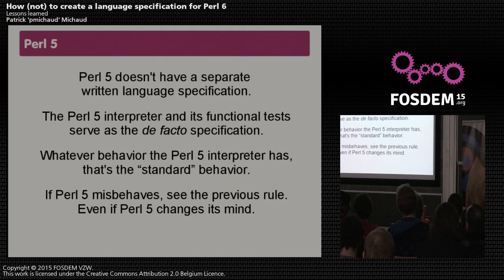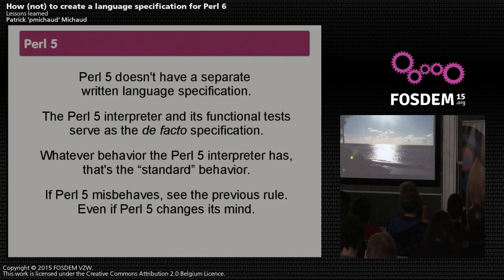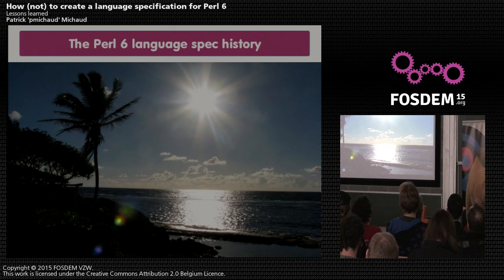It occurred to me that Perl 5's language specification is the two rules. Whatever Perl 5 says it does is correct. And if it changes its mind, that's correct. Right? So there is no real standard specification there in terms of something that exists. It's that Perl 5 changes its language definition with every release. So that's kind of an interesting way to go about doing things. So Perl 5 was what brought us to wanting to create Perl 6.